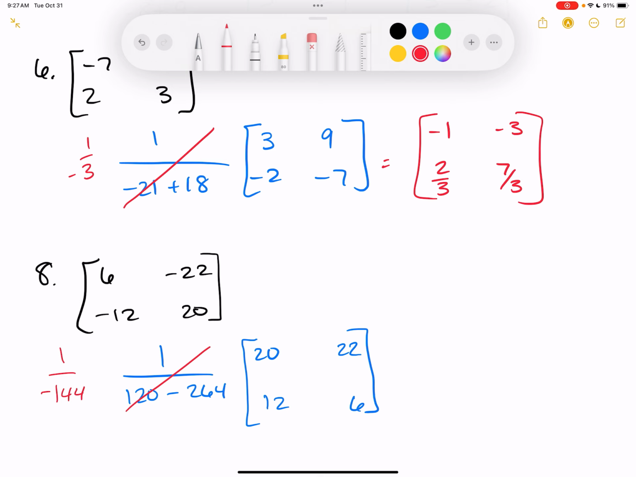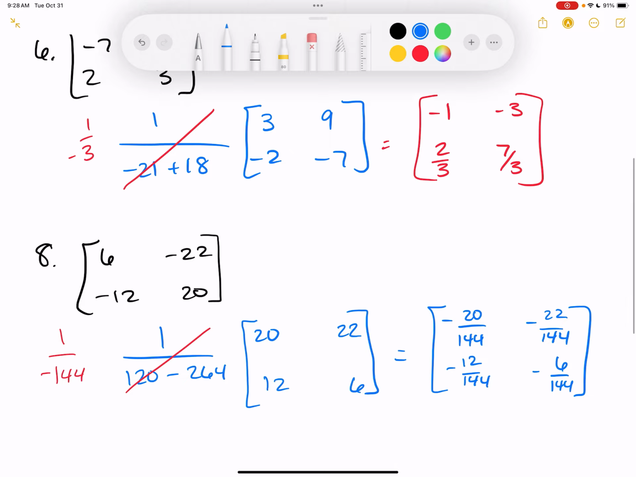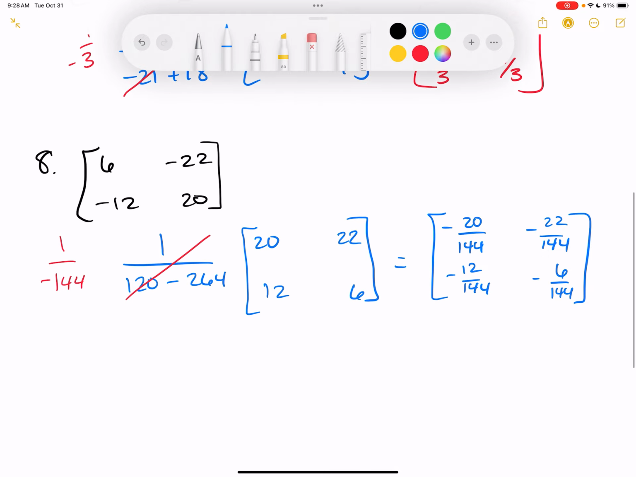What happened to the signs? What do you mean? Like the negative signs. You have to change them. So this is going to end up being, I'm just going to write them and not reduce them at the moment. Negative 20 over 144, negative 22 over 144, negative 12 over 144, and negative 6 over 144. And then, we can reduce those down. But you have your calculator, so you can reduce them that way.